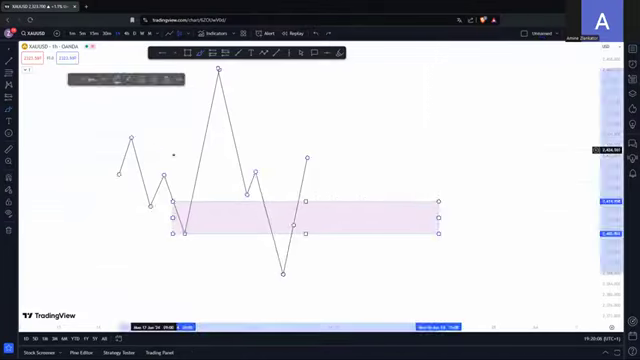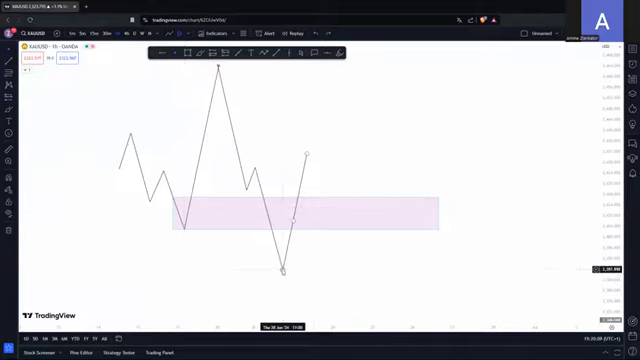So yeah, how do you know that the engulf has failed? Simply by breaking below it. It's not by a wick, okay? So if you see this, the setup is still valid.